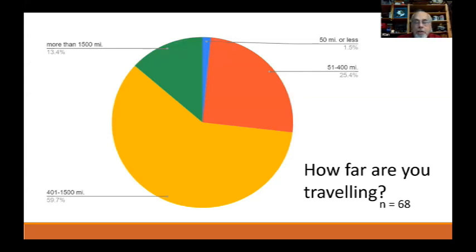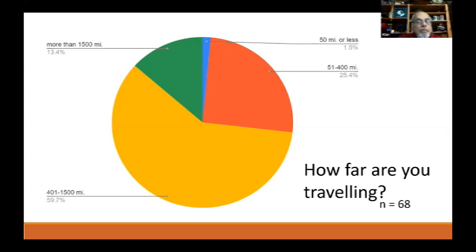sort of duplicates the information. I had put this question in, how far are you traveling? The red, one person said they were going less than 50 miles. I'm not sure if we have a person out there or he was just talking about how far he's going from where he's staying. About a quarter of the people are within what I consider day travel area, out to 400 miles, which includes the region out to Dayton.